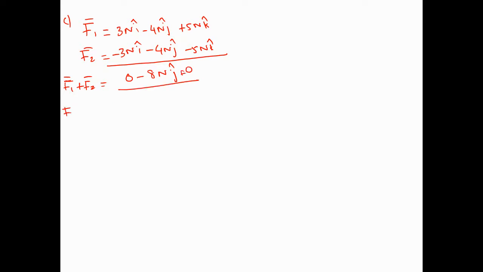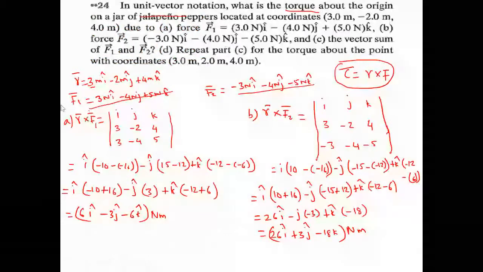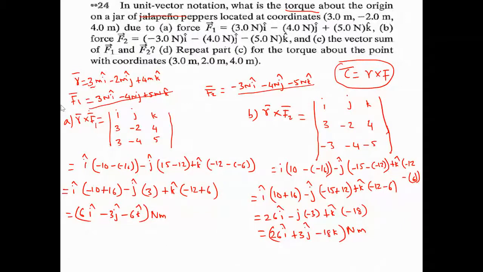Only you have F1 vector plus F2 vector, which is equal to minus 8 Newton J cap. Second. That's it. Clear? Okay. Now let's begin our fourth question. What is our fourth question? Just read the question very carefully.